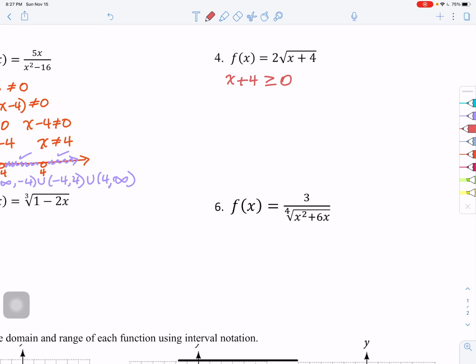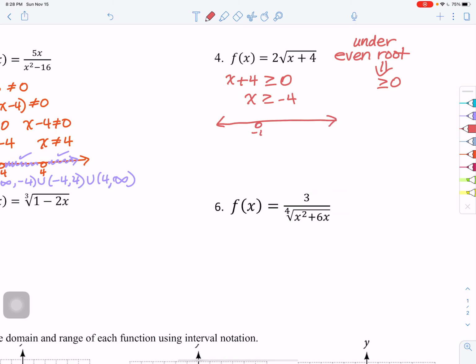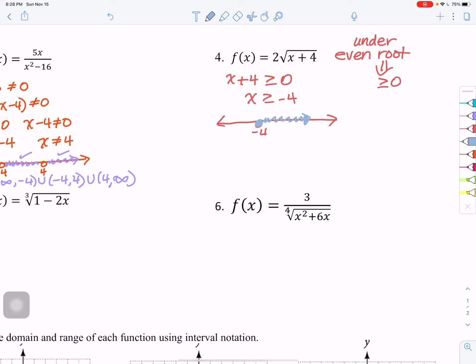Okay? So, if that was a 4th root or a 6th root or an 8th root, any even root, you cannot take the root of a negative number. Whatever is under that even root has to be greater than or equal to 0. Okay? So, x has to be greater than or equal to -4. Yeah, it's that simple. So you put -4 right here on your graph, and we want everything greater than it. And what did I just do? We also can be equal to -4. It's okay to be equal to -4.